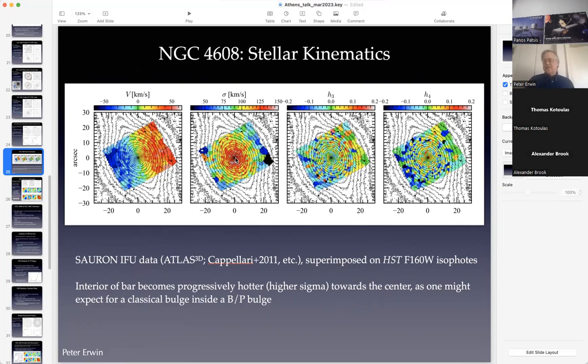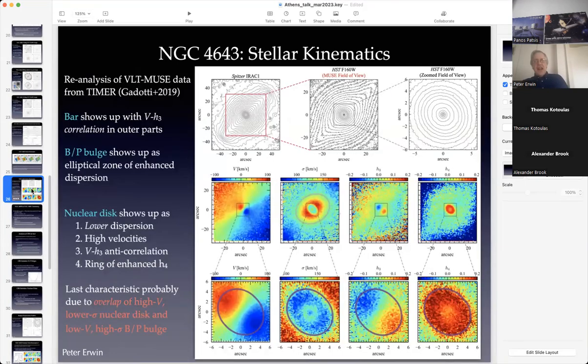And this is what you would naively expect for a classical bulge, the kinematically hot system that dominates the center of the galaxy, with little to no rotation. Okay. Now, NGC 4643, the upper panels, in this case, we have VLT MUSE data, which was actually taken as part of the TIMER project. So what we've done is redo the stellar kinematics using the pPXF code, if you're curious about those details. The middle panel up here shows you the MUSE field of view, and then on the right, we have a zoom into the nuclear disk region.